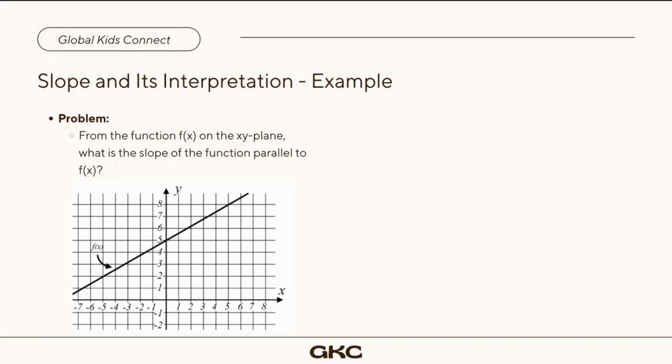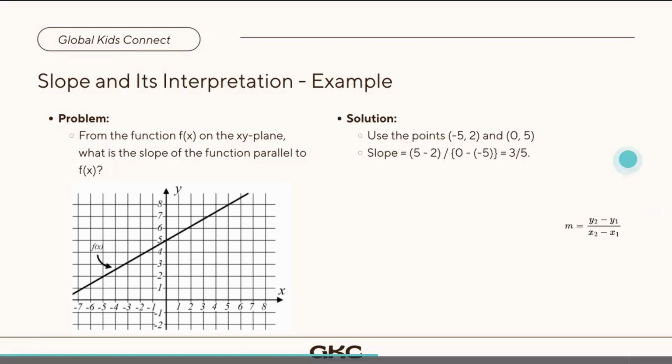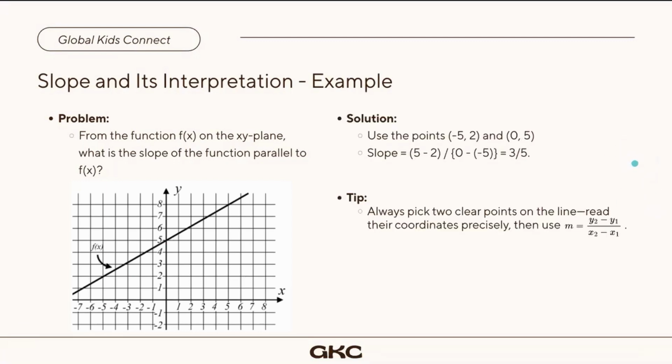The solution is the same. And a tip is to always pick two clear points on the line. Read their coordinates precisely, their x and y values, and then use the slope equation, the change in y over the change in x, in order to find the slope itself. Does anybody have any questions for this one?